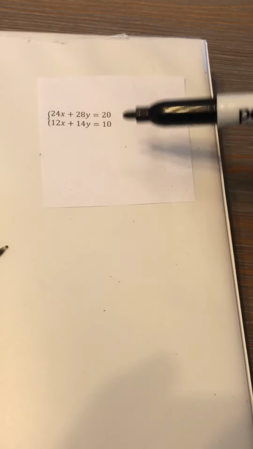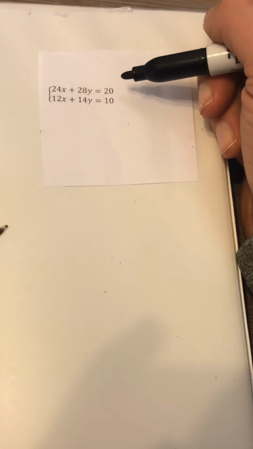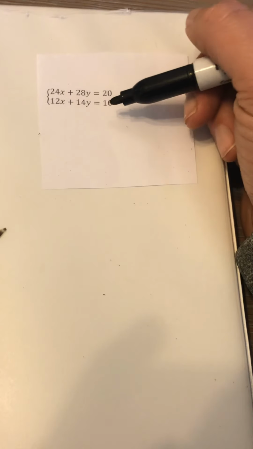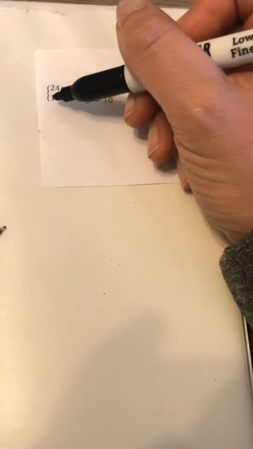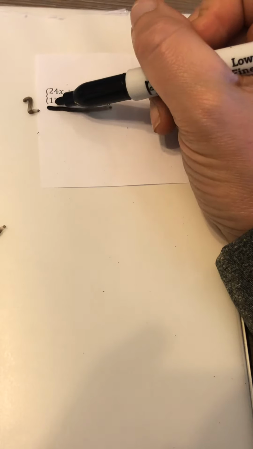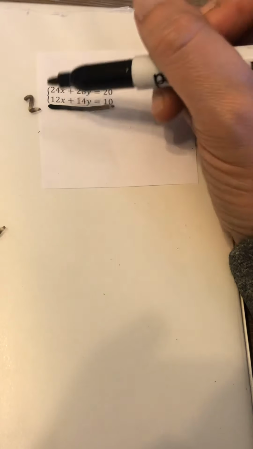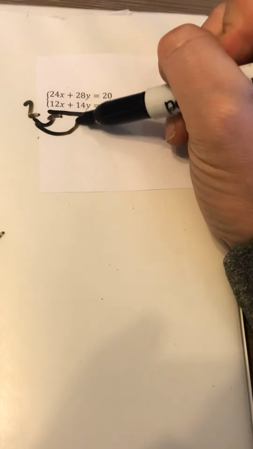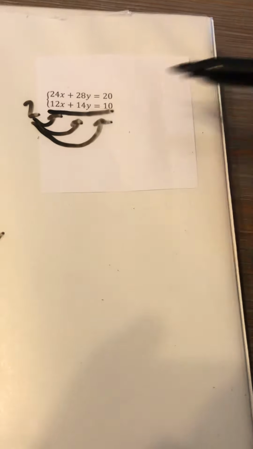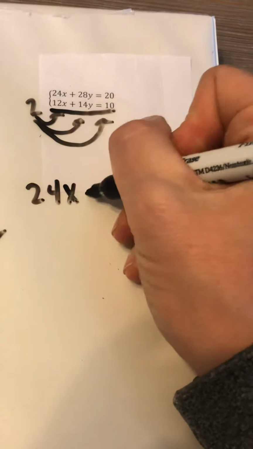Then we have our last example here. 24x plus 28y equals 20, and 12x plus 14y equals 10. This bottom equation here, if I multiply it by 2, I'll have a 24 and a 24. And then I can eliminate, I can subtract down. So I'm going to go ahead and multiply this bottom equation by 2. I'm going to double everything. I'm going to rewrite the first one first.